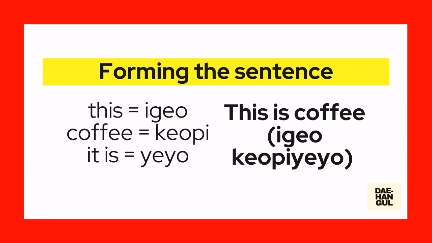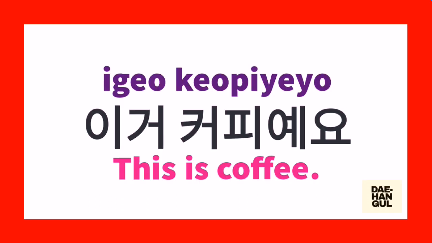Let's summarize. 이거 means this, 커피 means coffee, and 예요 means it is. These three are combined to result in the sentence 이거 커피예요, which means this is coffee.